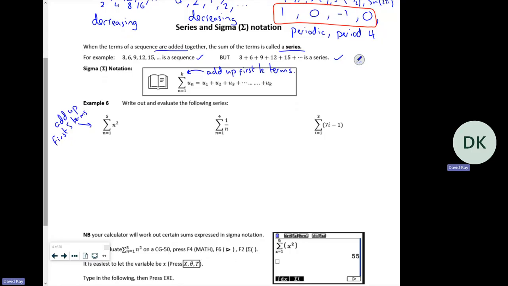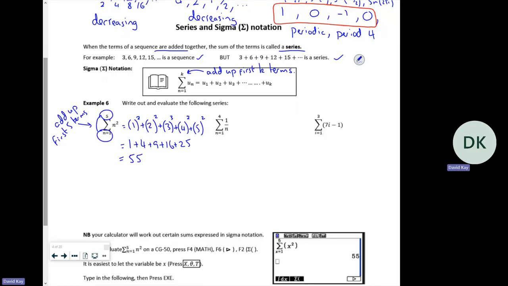This tells you that I'm starting with n is 1, and I'm going to n is 5. So if n is 1, it's 1 squared. N is 2, 2 squared. N is 3, 3 squared. N is 4, 4 squared. N is 5, 5 squared. And I'm adding them together because the sigma means add them up. So I've got 1 plus 4 plus 9 plus 16 plus 25, which gives me 55 there.